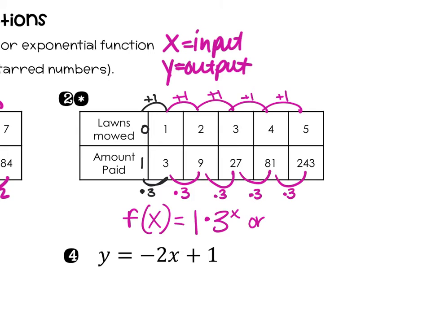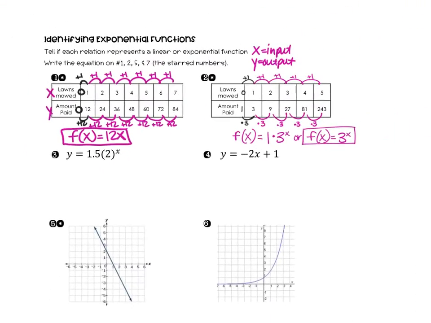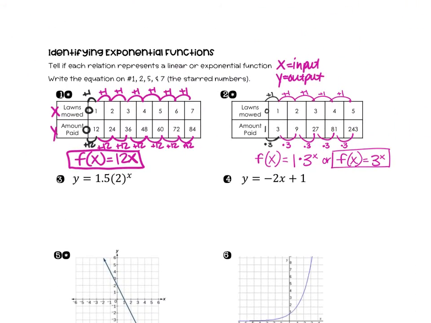All right, I could actually simplify this by writing, because 1 times anything is that same number, so I can just do it like this. F of x equals 3 to the x power. Oh, and I actually forgot to write on these if they were linear or exponential. I talked about it, but I didn't actually write it. So number 1 is linear, and 2 is exponential.